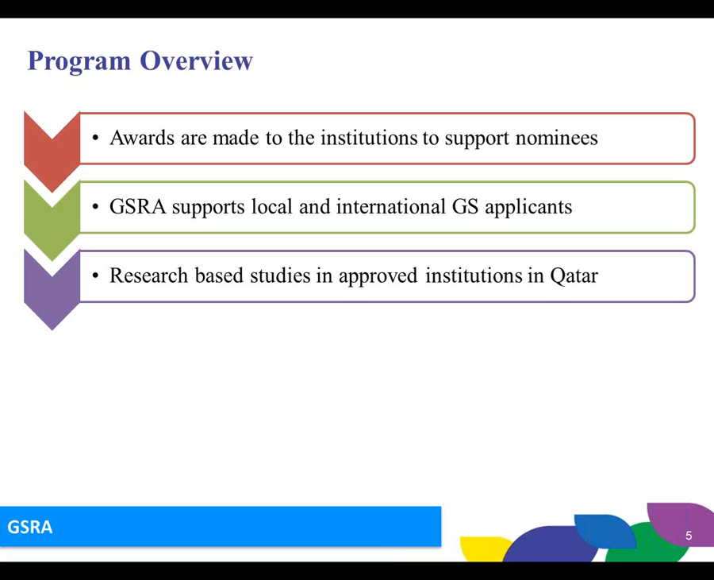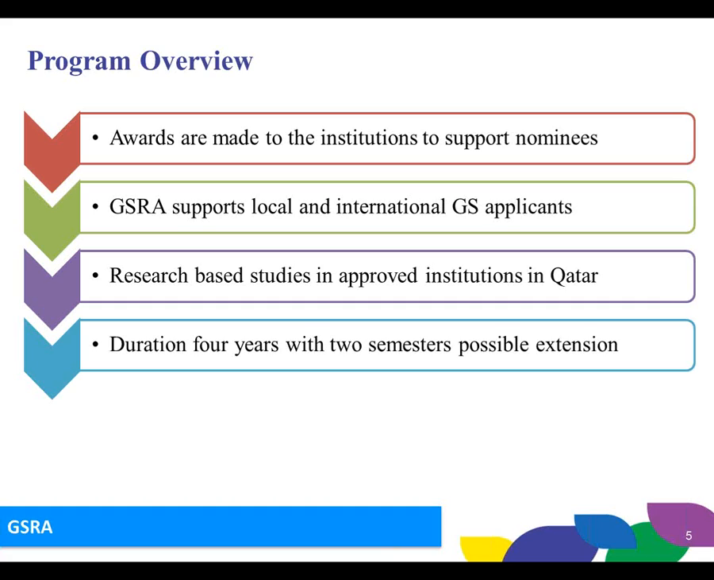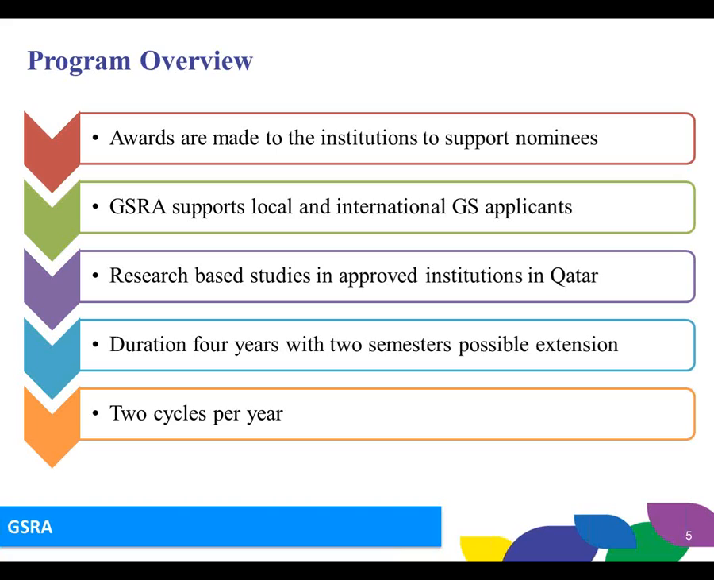All the approved programs are actually for research-based studies in approved institutions in Qatar, so it should be a research-based PhD. The duration of the award is 4 years, and there could be a possible extension of two semesters if requested by the submitting institution with appropriate justification. There will be 2 cycles of this program per year.